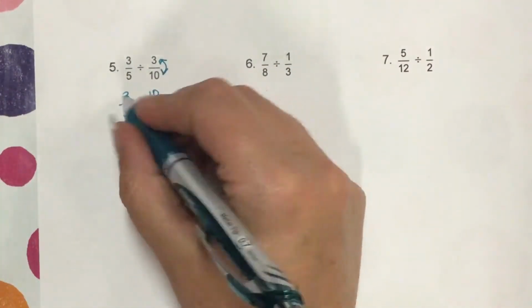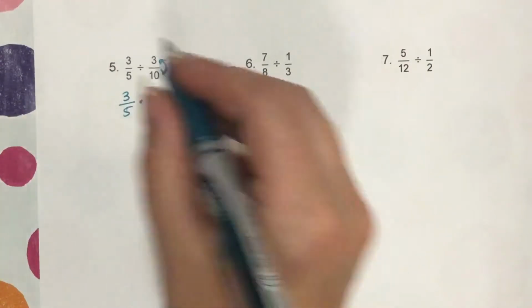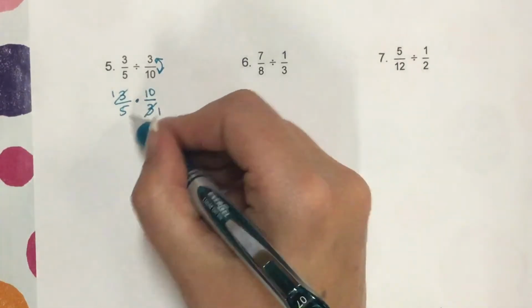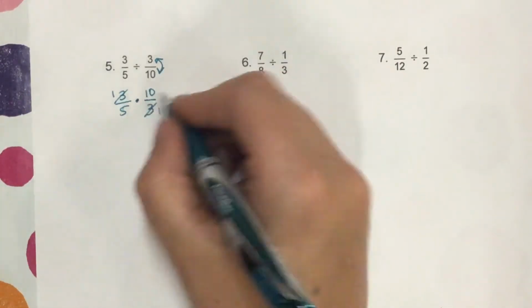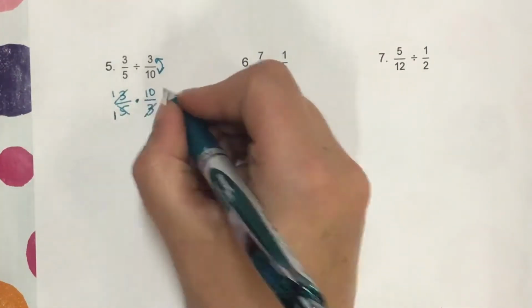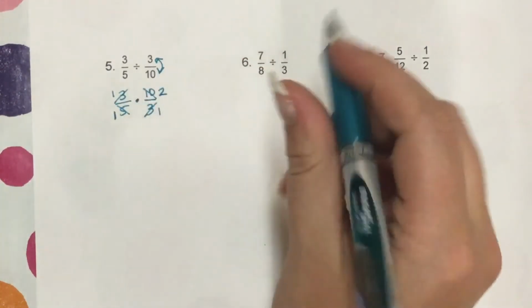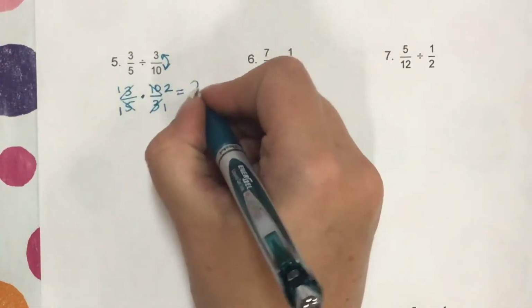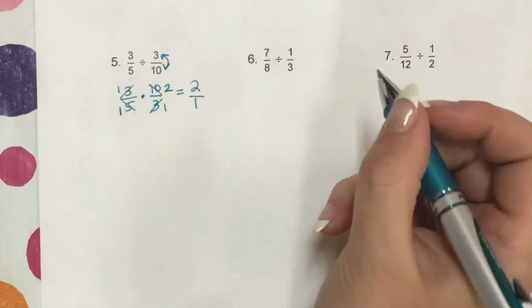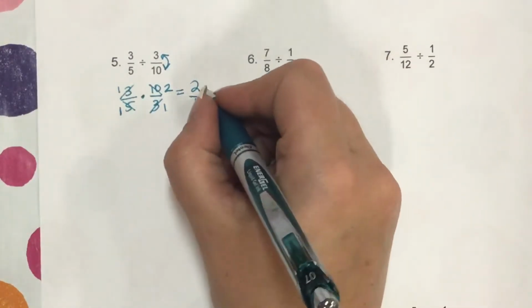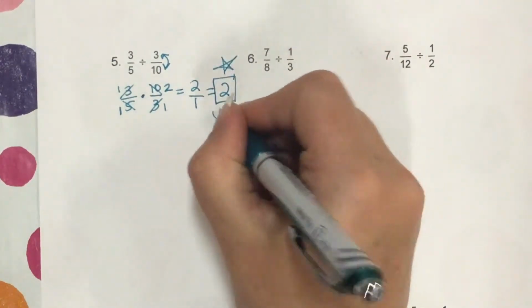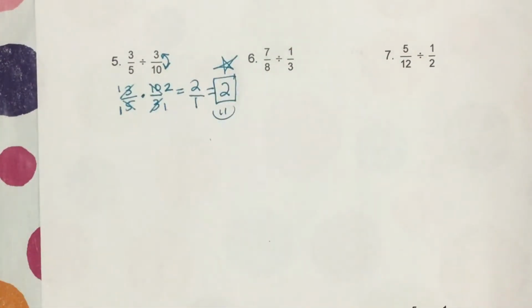So is there a common factor between 3 and 3? The answer is yes. 3 goes into 3 one time. All right, cool. What about 5 and 10? Yes, 5 goes into both. 5 goes into 5 one time, and 5 goes into 10 two times. Now that we have cross-canceled, it is time to multiply across. Here we go. 1 times 2 is 2, and 1 times 1 is 1. So the answer is 2 over 1, which is the same thing as 2. So if you got that right, great job. Perfect. Okay, on to problem number 6.